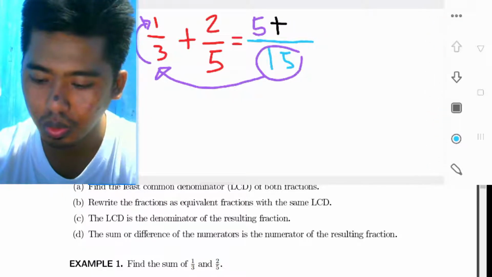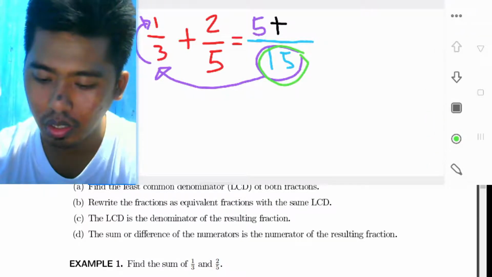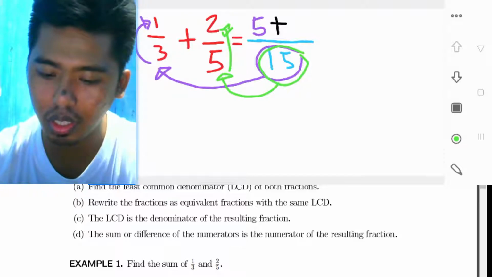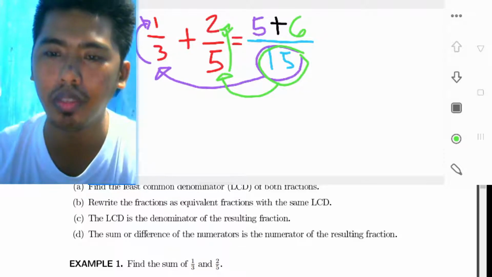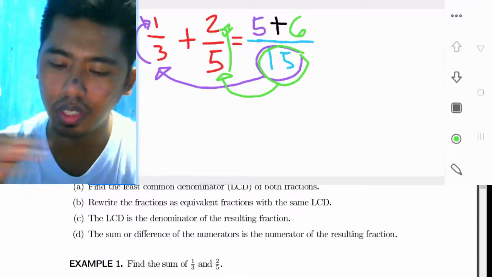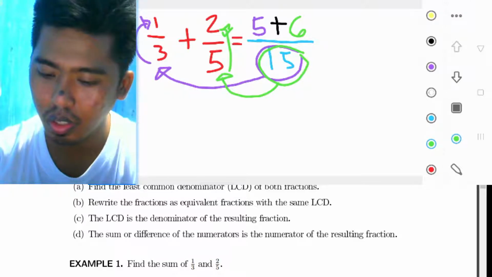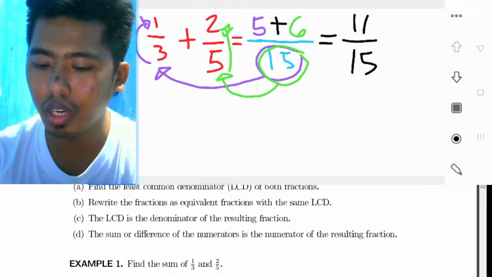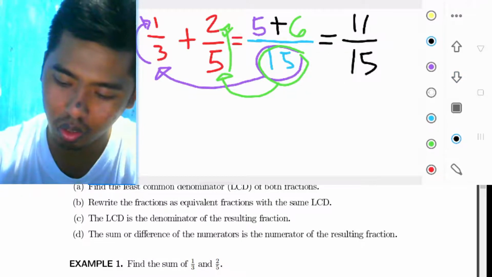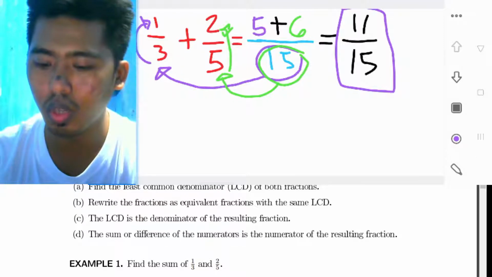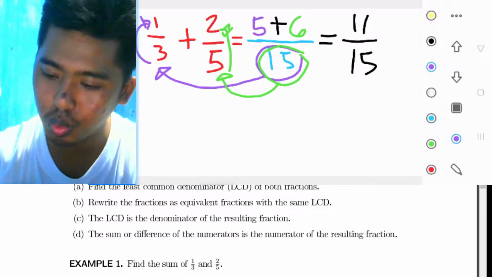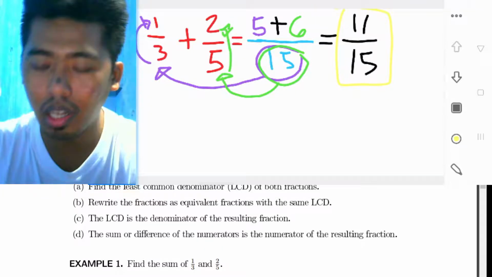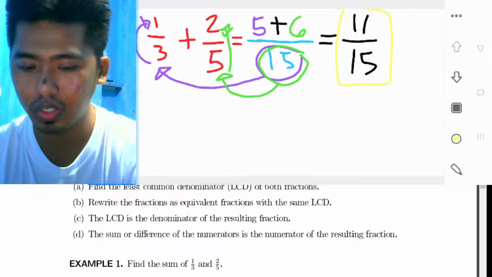Now let's proceed to the next fraction. 15 divided by 5, then multiplied by 2. So 3 times 2 is 6. So 5 plus 6 all over 15 becomes 11 over 15. That is our final answer, guys. So we have 11/15 as our final answer to this problem.